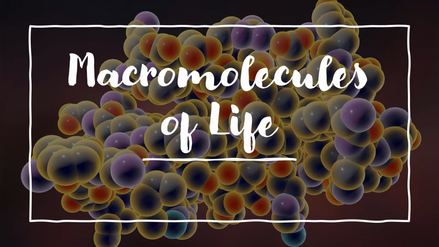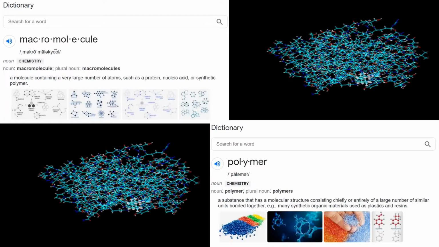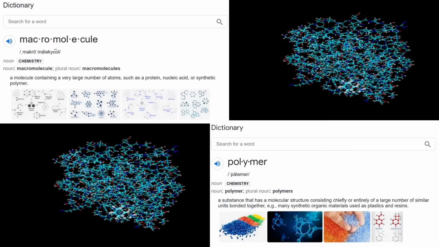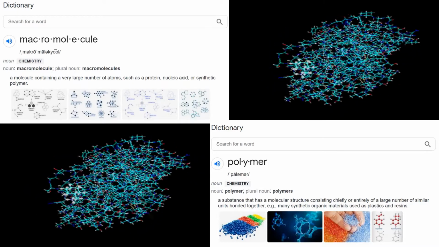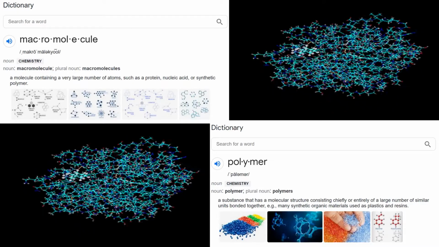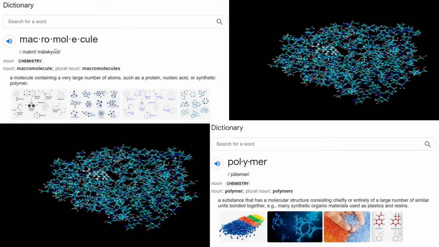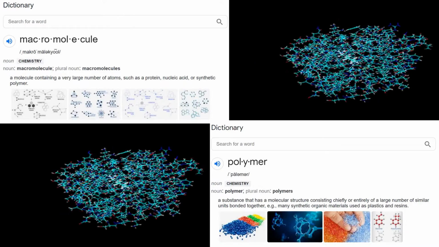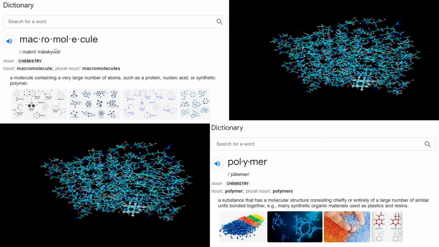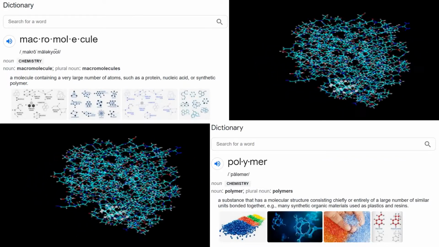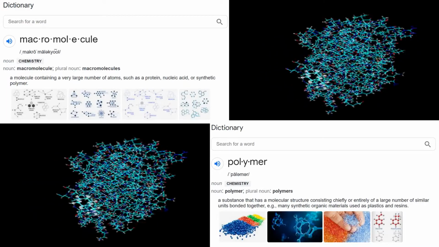We are going to discuss the macromolecules of life. So, first, what is a macromolecule? It is a molecule containing a very large number of atoms, such as a protein, nucleic acid, or synthetic polymer. So molecules are obviously a collection of atoms together, and macromolecules are just a collection of molecules together.